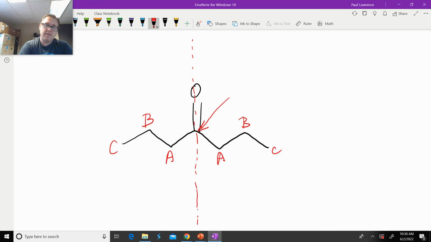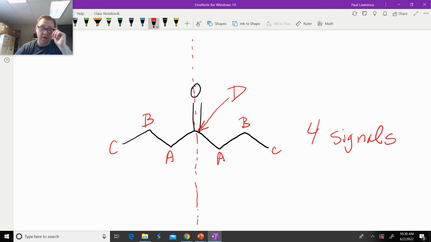And then this guy right here, that's our carbonyl carbon, and that is a carbon, so it will give us a signal, and we would label that D. Okay. So we would expect 4 signals. Even though there's 7 carbons, there's only 4 chemically distinct groups of carbons. Okay. So with carbon NMR, you can use the replacement test as well.